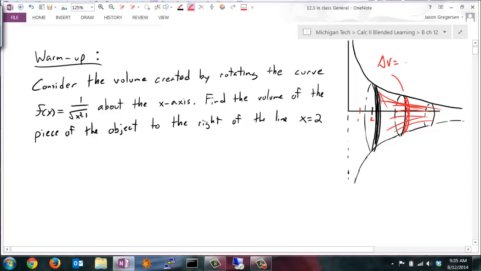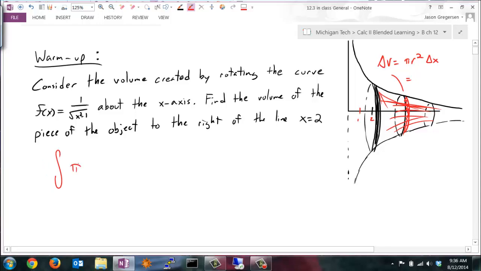Well, that slice, if I cut it thin enough, is just a cylinder. So it should just be the area of the top, which is a circle, so I have pi r squared, times the thickness of my cylinder, which in this case will be delta x. So if I want to add up all of those slices continuously, I'm just going to integrate pi times r squared.